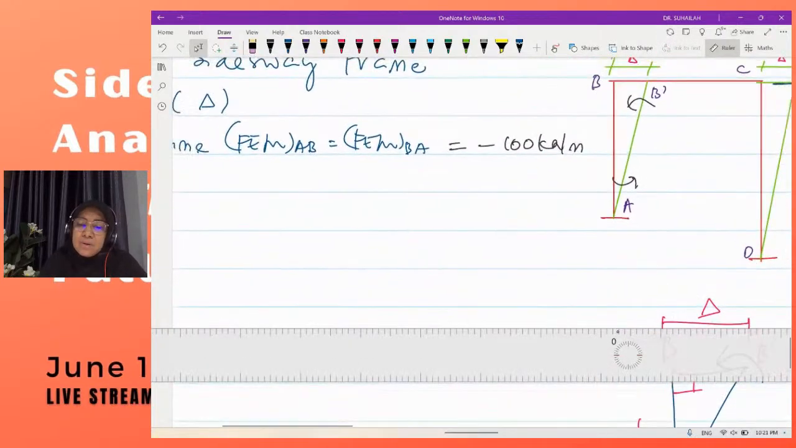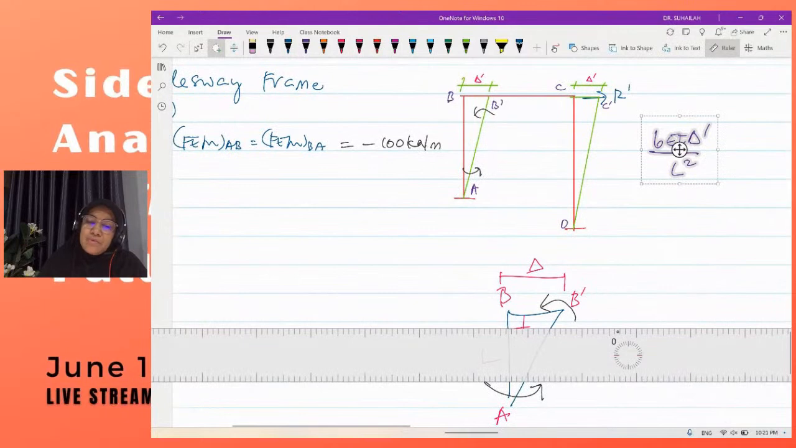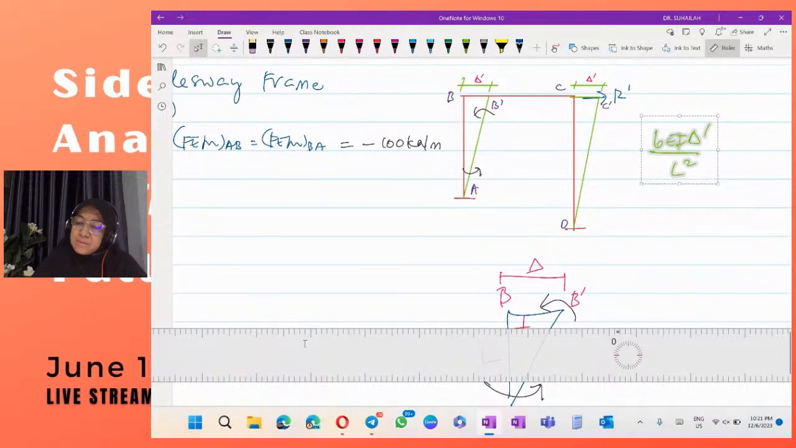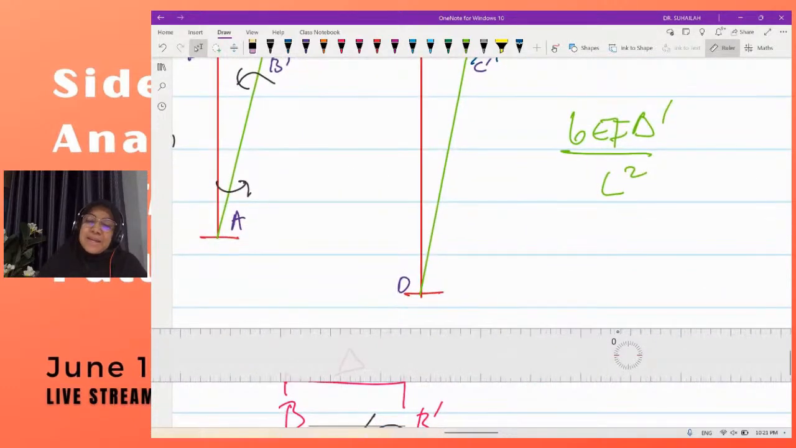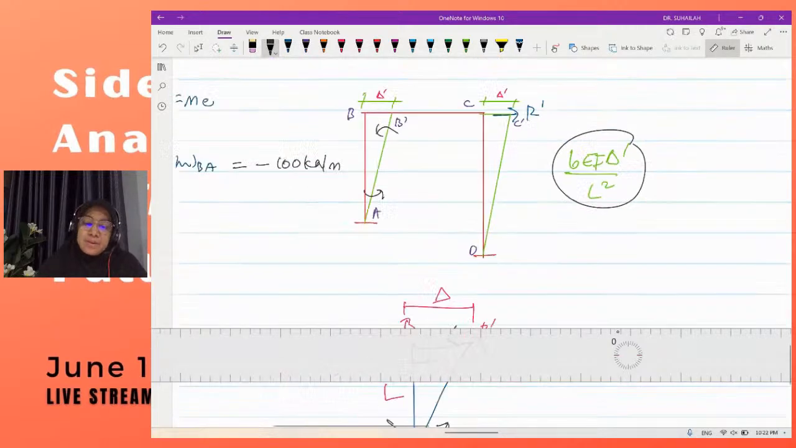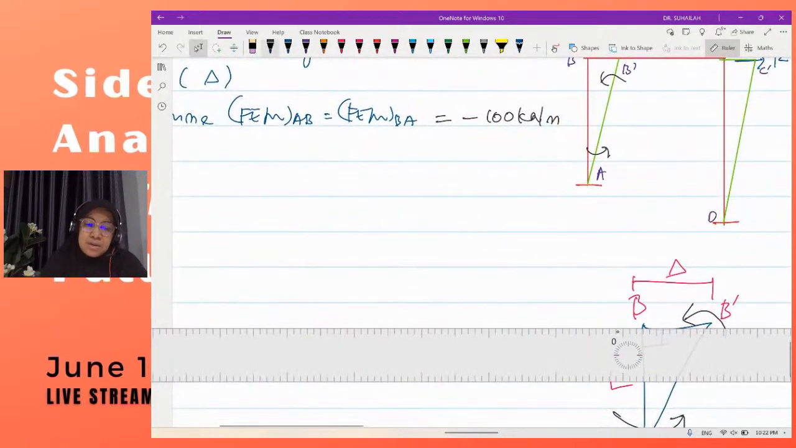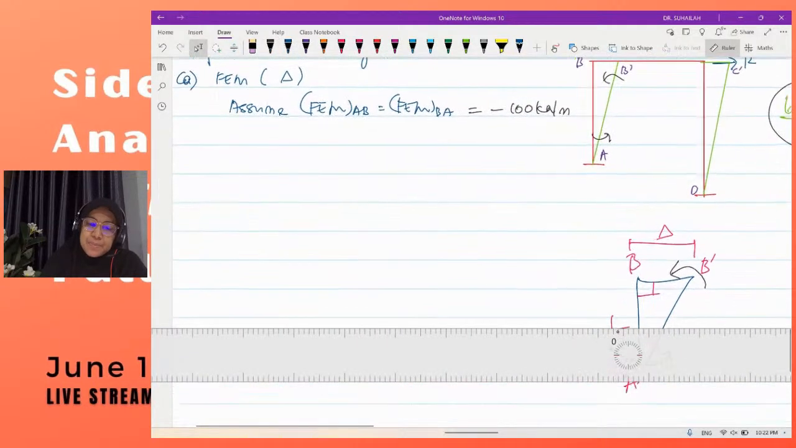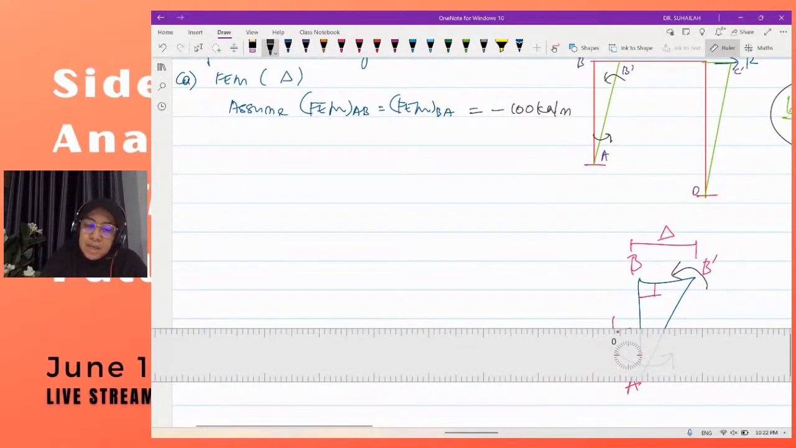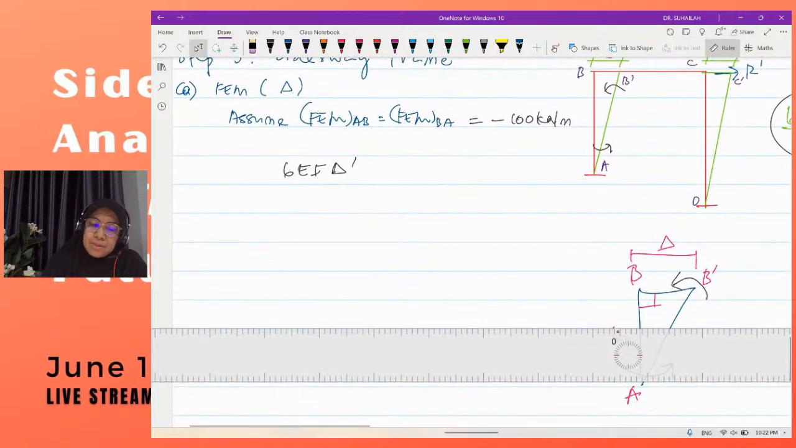Now we will apply this formula. We do like this: 6EI delta prime divided by L, which is 4, squared, equivalent to negative 100 kilonewton meter.